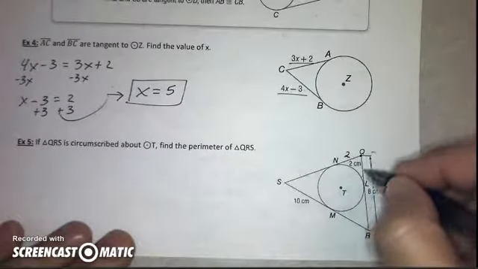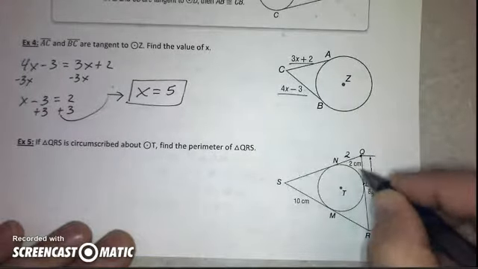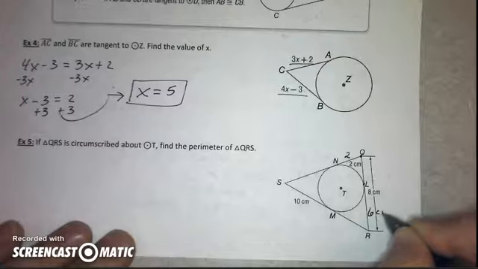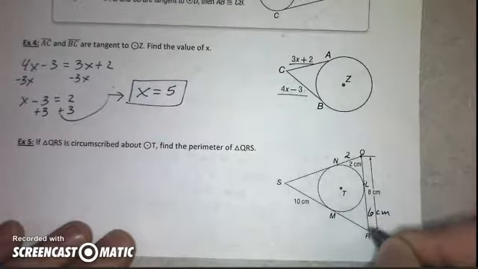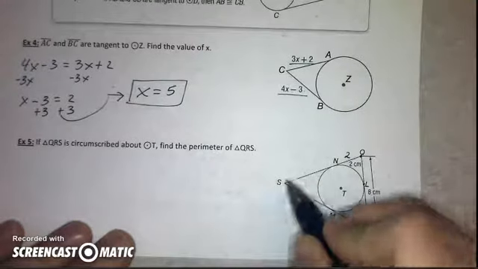Well, remember that if QL is 2 and QR is 8, I would do 8 minus 2 and get 6 centimeters for LR, which has to be congruent to MR because they are both tangent to circle T at points L and M. So that's also 6. SM is 10, so SN is 10.